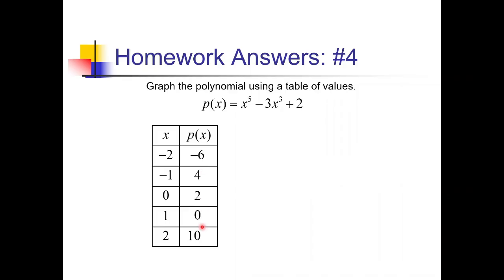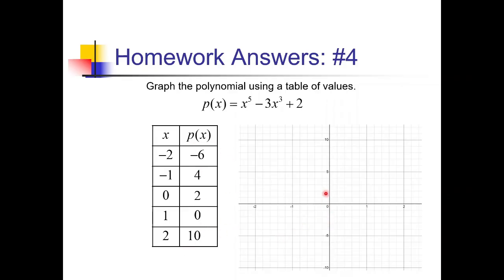So in order to graph these, I need to be able to go from -6 to 10. So for my grid lines, I've got a little bit more revealed here. And then let me go do -2 comma -6. So that is right here. And then we've got -1 comma 4 up here. 0 comma 2 is right there. 1 comma 0 is on the x-axis. And then 2 comma 10 all the way up here.